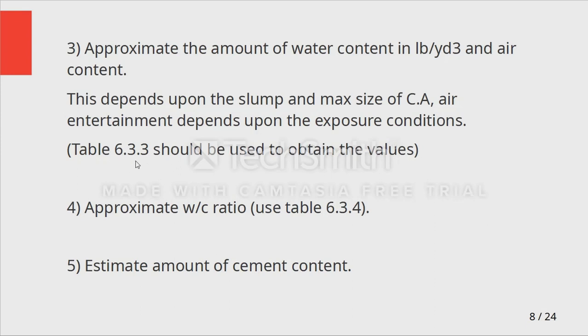So if you don't know the amount of water to be used, you can use this table, and you should approximate the water to cement ratio. For this you should use Table 6.3.4 of ACI 211. Then estimate the amount of cement content. Once you know the water to cement ratio and water content, you can estimate the cement content, because the water to cement ratio would be, for example, x. Then you know the water content, so the cement content can be easily found out.